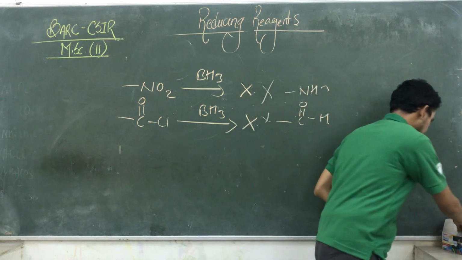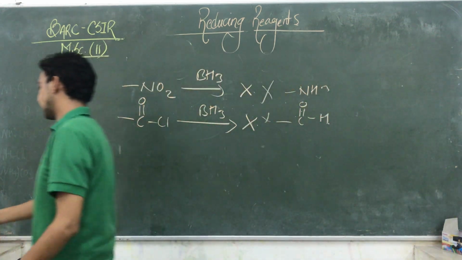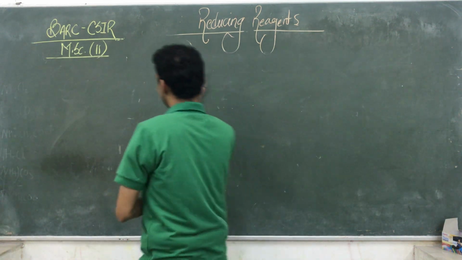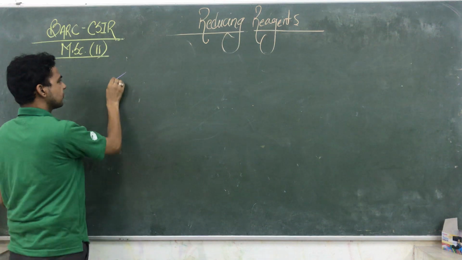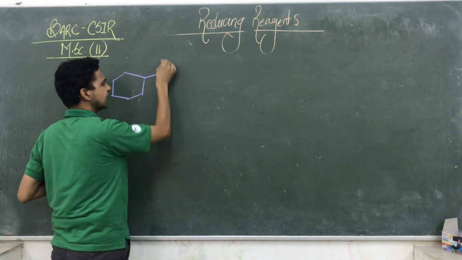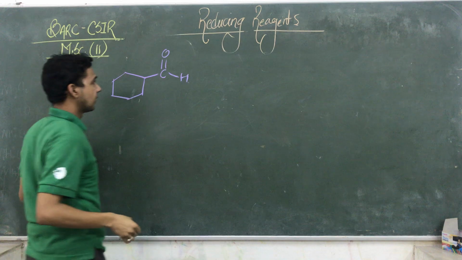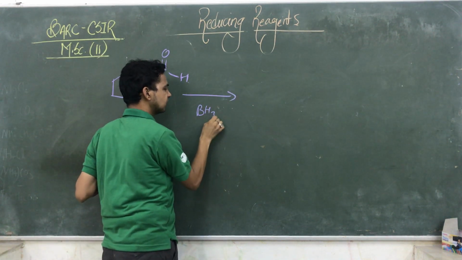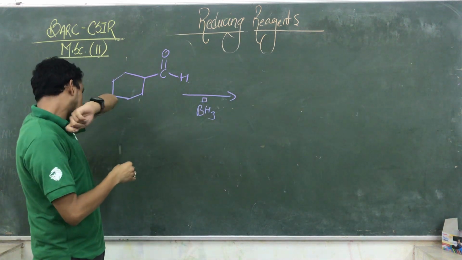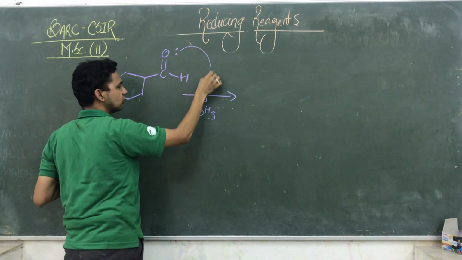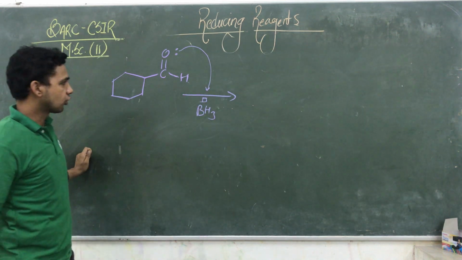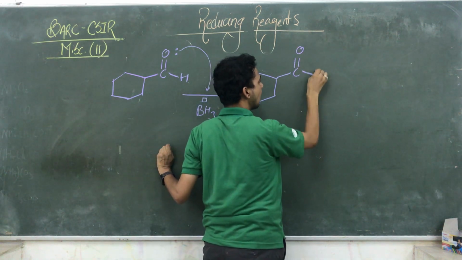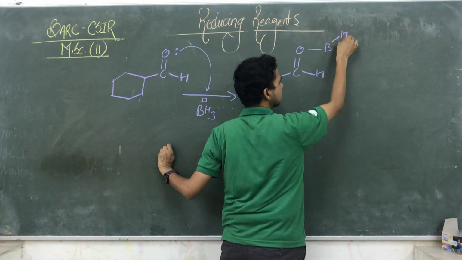So guys, I am showing you some reactions by taking an example, and its mechanism also. Suppose you are taking a general example, a COH aldehyde group. Here we are taking BH3. You know that BH3 has a vacant orbital. So first of all, this oxygen's lone pair of electrons is attracted toward this vacant orbital, giving you a complex: C double bond O and BH3 forming a complex here.